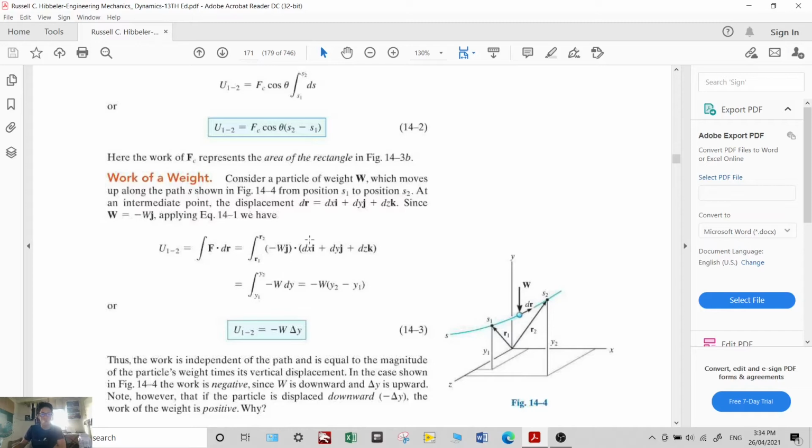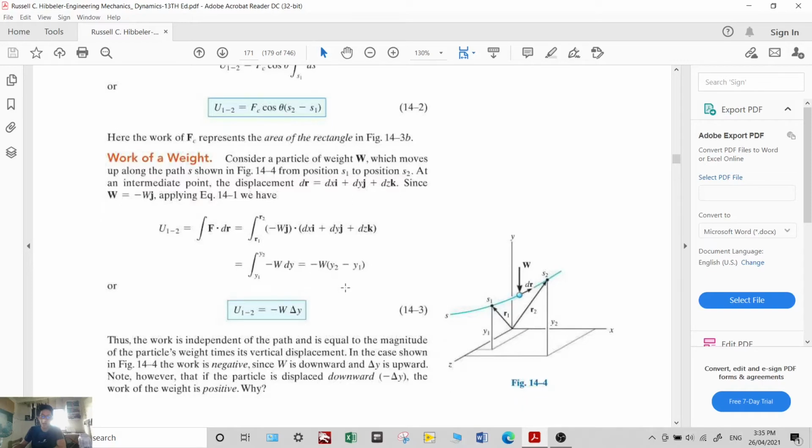So the only component that gives you a value is the negative W j dot dy j, because j and i are 90 degrees apart, and j and k are also 90 degrees apart. So those come out to 0. The only component is negative W dy, which is equal to negative W times (y2 minus y1). Therefore, your work is just negative W delta y.